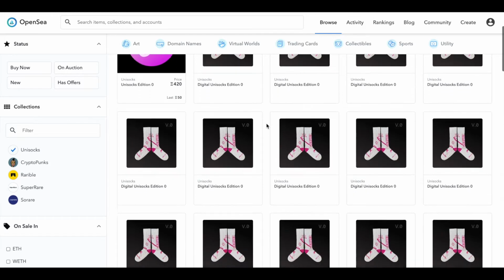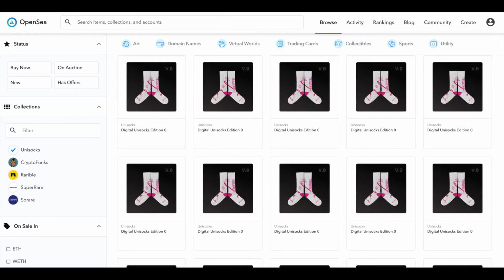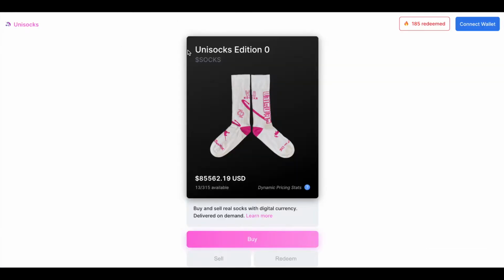So people started buying these, and then they started trading them without redeeming the socks, and the price started going up and up and up, and now we're looking at $85,000 per sock. 185 have been redeemed, so they're just over 300 left, so make sure you get yours before they run out.